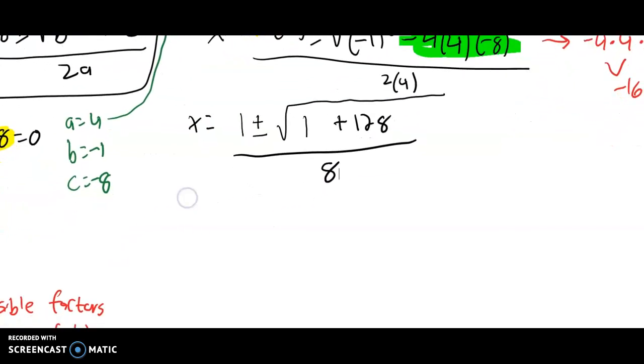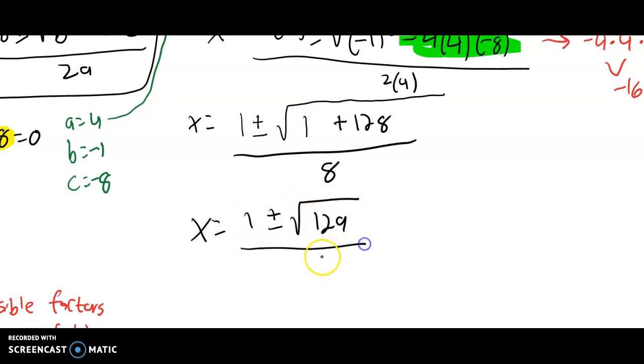All right, not much more to go. I've got x is 1 plus or minus the square root of 129 over 8. We can't do anything with the square root of 129. It's not a perfect square. So instead of plugging that into your calculator and getting a messy decimal, we're just going to leave it as it is.